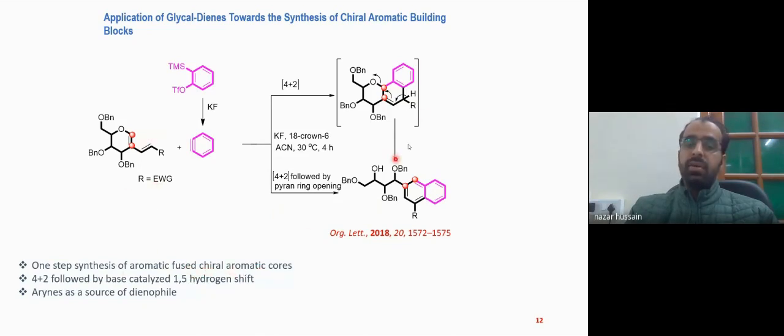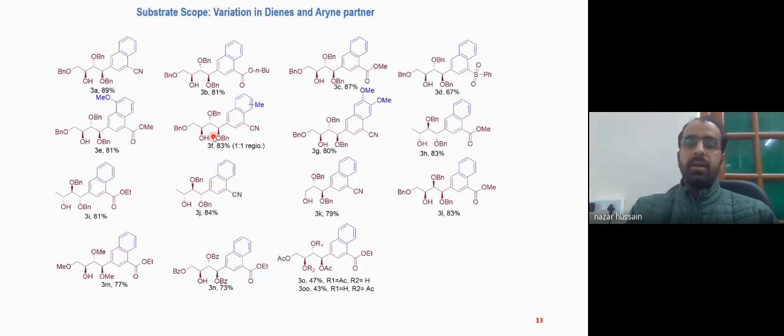4+2 cycloaddition followed by 1,5 hydrogen shift leads to the formation of this compound, and we utilized arynes as a source of dienophile. Again, we prepared a library of compounds by utilizing different types of dienes, and we synthesized different substituted naphthalenes. We varied some aryne precursors also. We utilized 4-methoxy, 4-methyl, and dimethoxy aryne precursors. At the same time, we utilized some different sugars like rhamnose, glycal derived from rhamnose, and glycal derived from xylose, and some other protected sugars like ester protected sugar, OBz protected sugar, acetate protected sugars, and we synthesized a library of these chiral aromatic compounds.